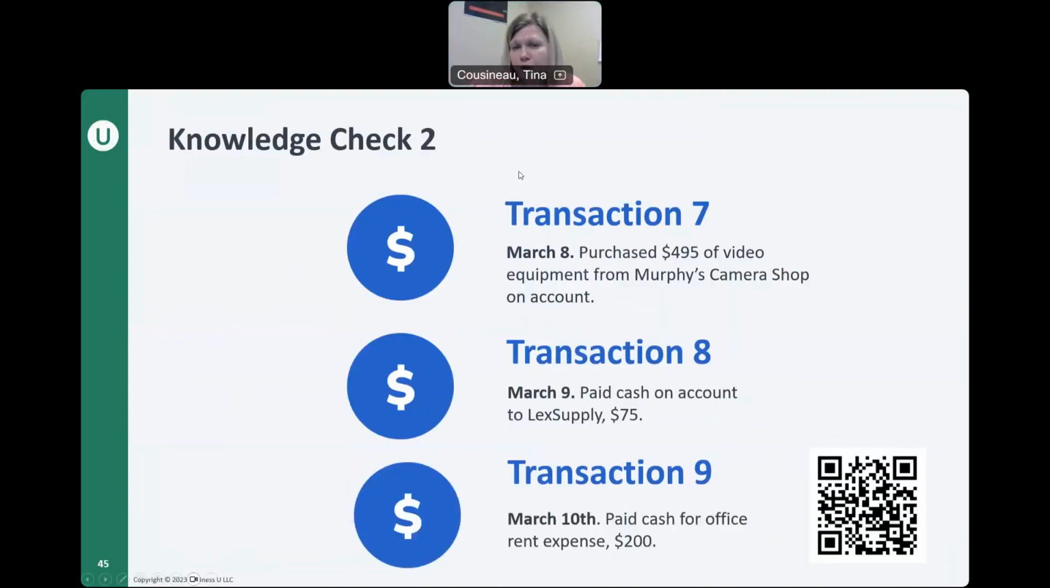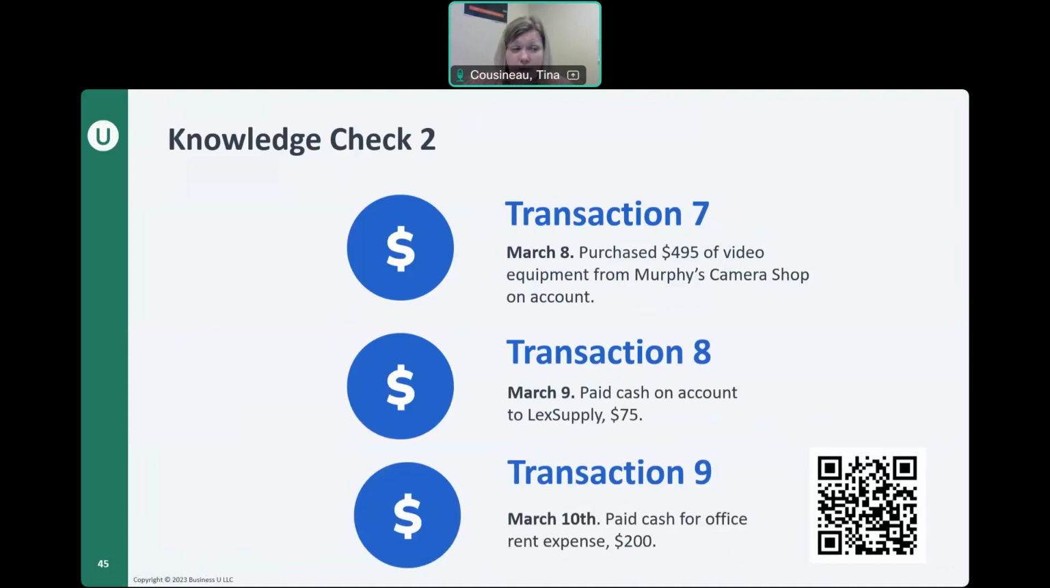All right, so now let's check number 2. You have transactions 7, 8, and 9. I want you to take a moment right now and work on these transactions. You can scan the QR code and go out to that Google form. There's going to be some transactions. These 3 transactions are going to be out there. You're going to take a moment and actually answer those transactions.